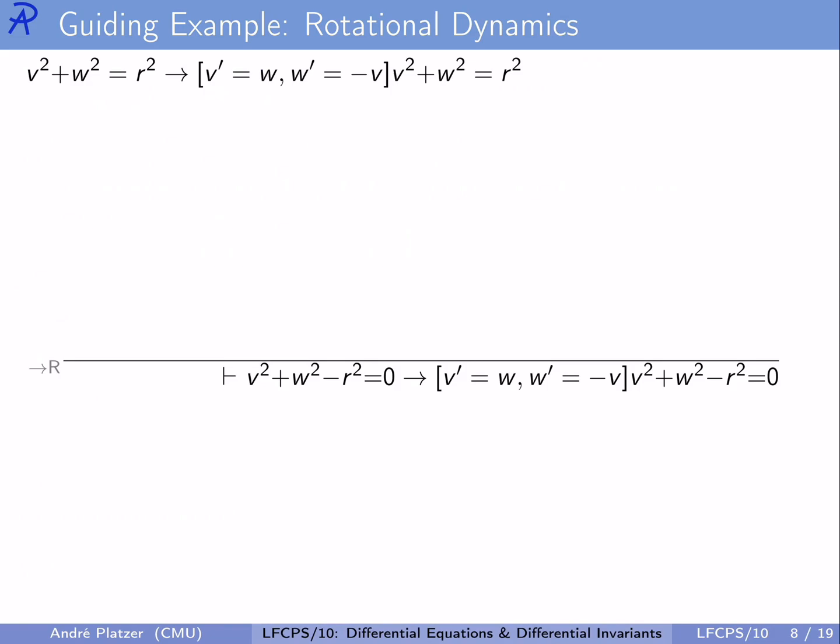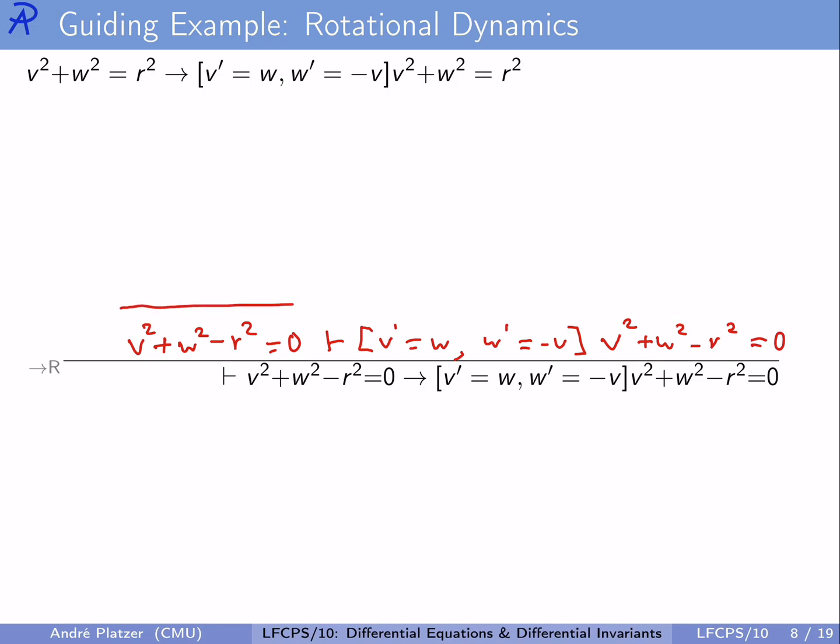We can, of course, apply the proof rule that says that should be the same as v squared plus w squared minus r squared equals 0. And from that assumption, we prove that v prime equals w while w prime equals minus v. Following that, it is always the case that v squared plus w squared minus r squared is 0. That's just using the implies left proof rule. Okay, what else could we be doing?